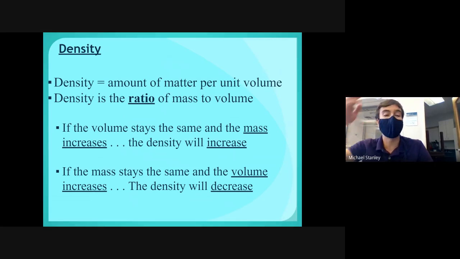All right, so we'll talk a little bit more about density and mass and volume here in just a second. But does anybody have any questions so far? Anything about density that you're a little bit confused about, or the trash example that didn't make a whole lot of sense? Please let me know.